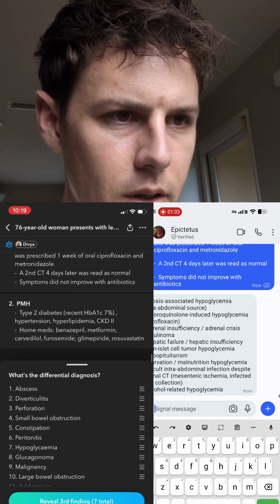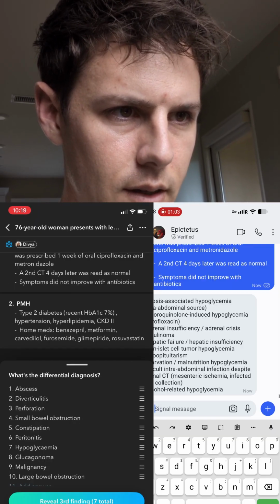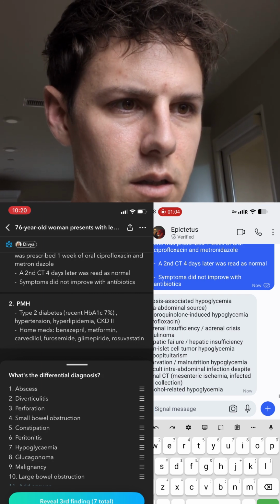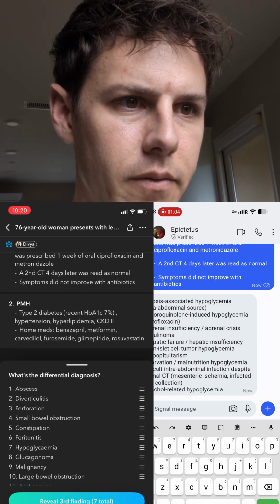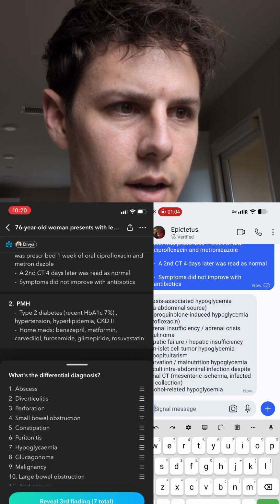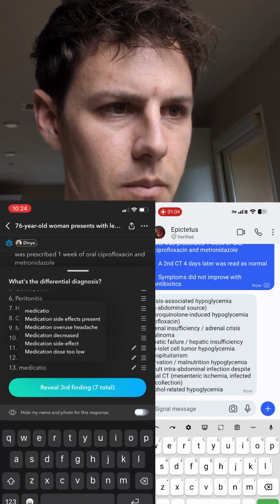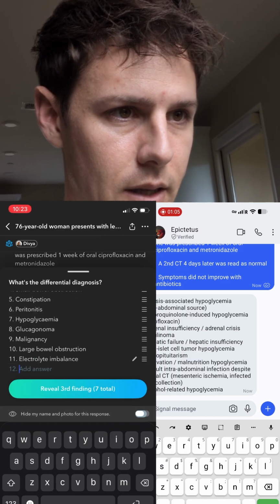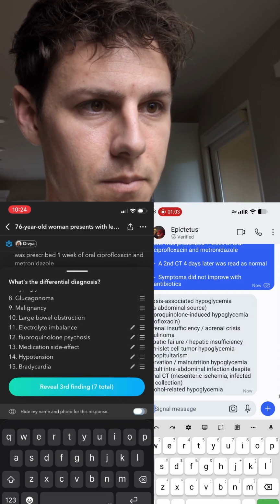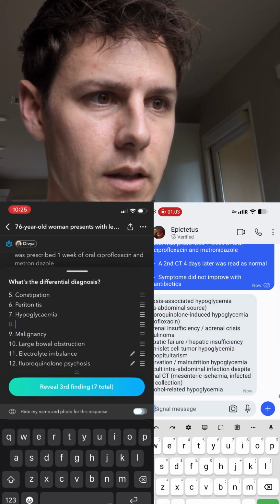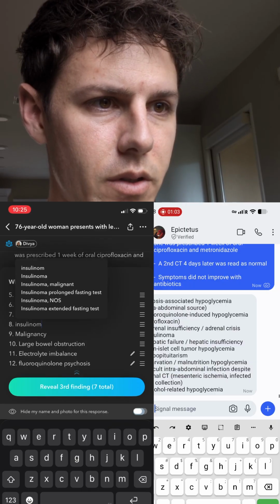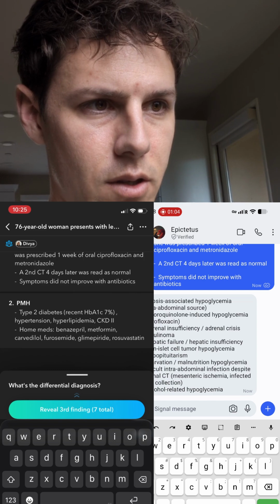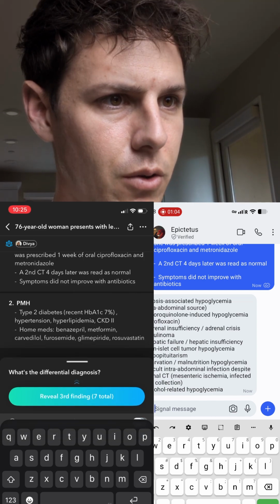Next aliquot. Past medical history includes type 2 diabetes with a recent hemoglobin A1C of 7%, hypertension, hyperlipidemia, CKD 2. Home meds include benazepril, metformin, carvedilol, furosemide, glimepiride, rosuvastatin. You can definitely see some potential for medication adverse effects. So electrolyte abnormalities, bradycardia, hypotension, the combination of metformin and glimepiride for the increased risk of hypoglycemia. So we can add those to the differential, but not much new information here.